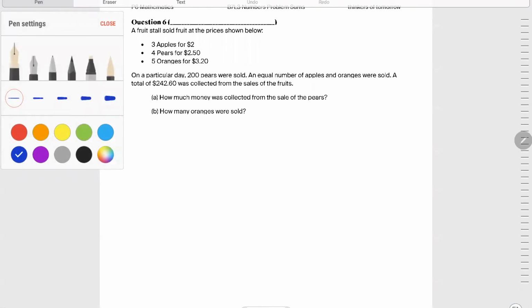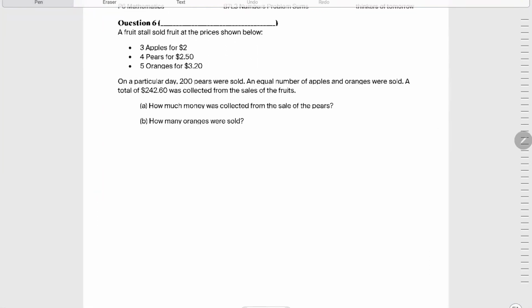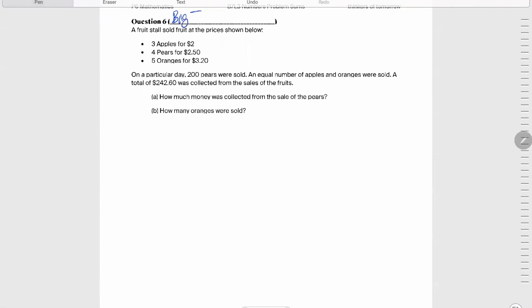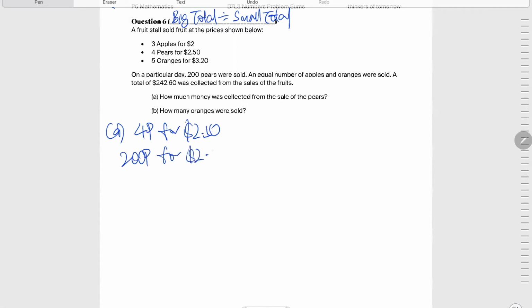I want you guys to take note and be able to recognize this question. This is what we call big total divided by small total. Okay, part A, very easy, pairs, right? So if I bought 4 pairs for $250, if I want to find 200 pairs, it would be 250 times 50 cents. So it would be $125. Okay, so A is easy, $125.